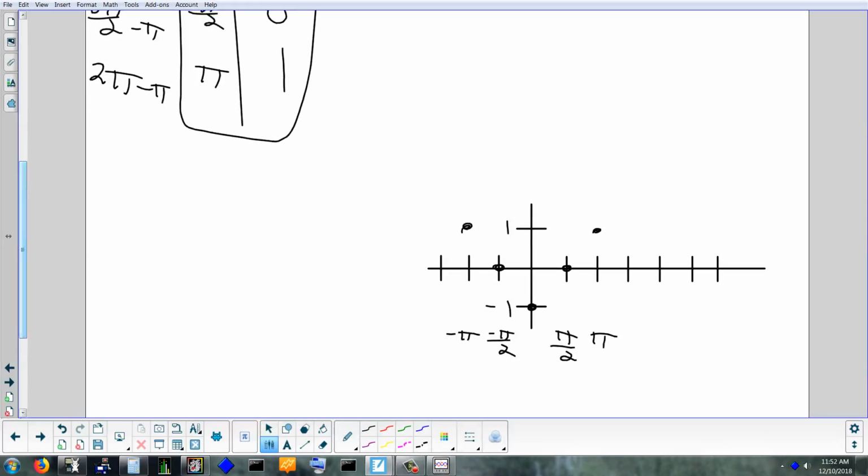Now remember, that's part of a wave, so try not to make it like a V shape. Try to make it smooth, and it would keep going like that. You don't have to draw the dotted part, just the solid part. That's kind of what it would look like. Any questions?